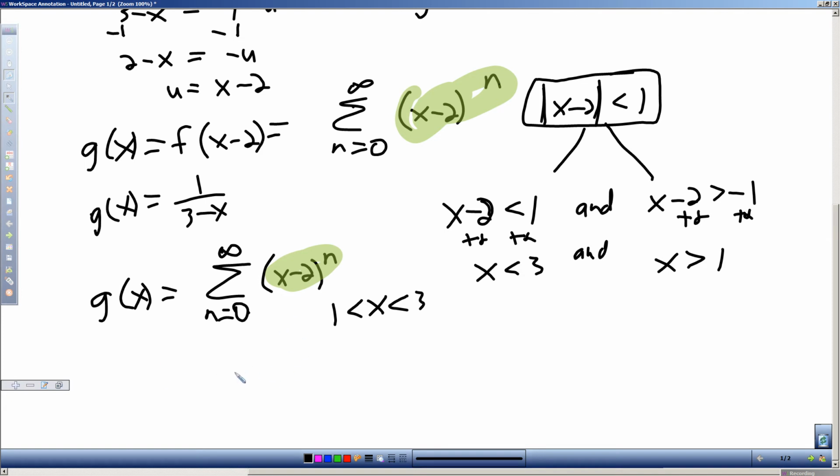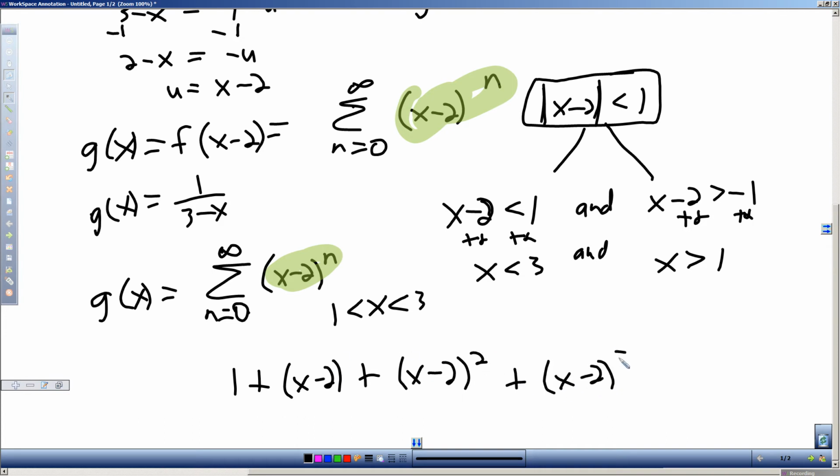What would the first term be? 1 plus, what's the second term? x minus 2. So the first power, plus x squared, plus x minus 2. Let's just write it out in this form, just make it a bit easier. x minus 2 to the third. Okay, four terms. Is that five? Yeah, that's five terms. Let's just do five terms.